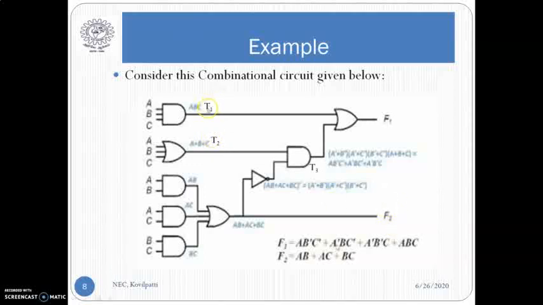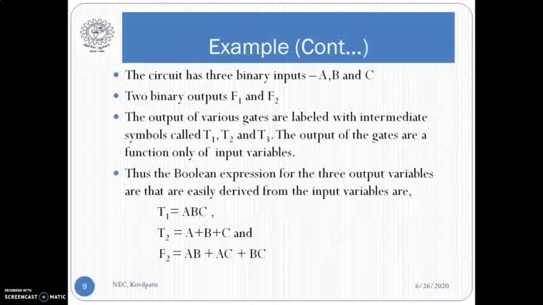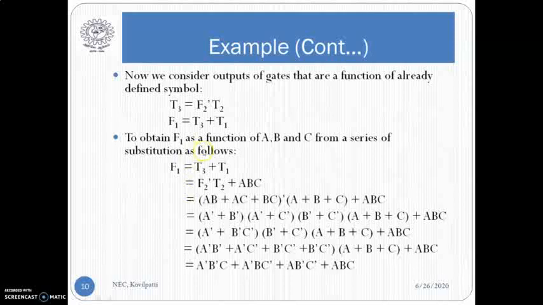What is T1's expression? T1 is nothing but ABC, because we are using the AND gate. So T1 equals ABC and T2 equals A plus B plus C. And what is F2? This one is AB, this is AC, and this one is BC, and all three are summed using the OR gate. So AB plus AC plus BC is F2's expression. The information directly derived from the inputs is derived initially, and with this information we are going to derive our next part.